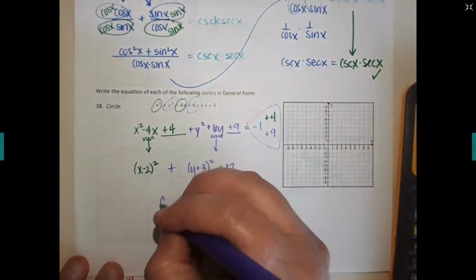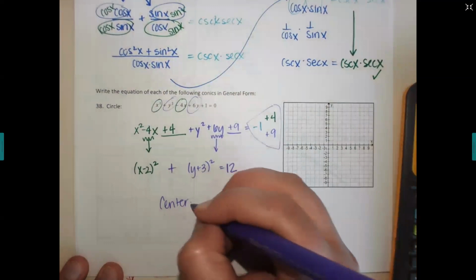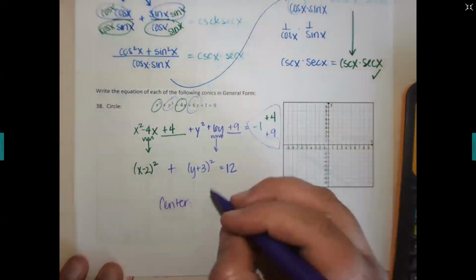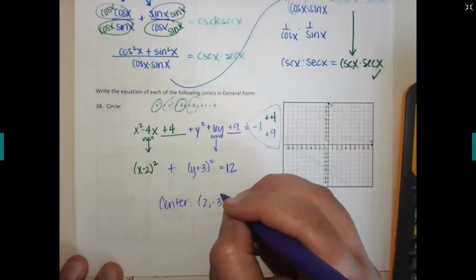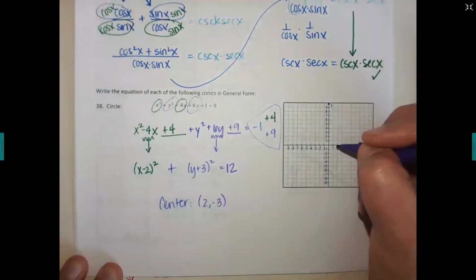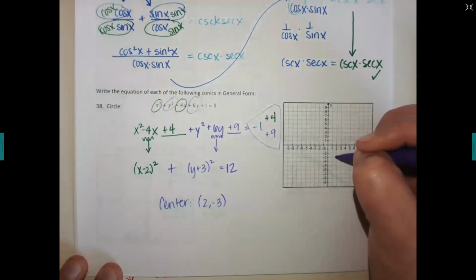Then from there, I can find my center. Okay, the center is going to be 2, negative 3. Remember, it's always the opposite of what you started with. So 2, negative 3 is here.